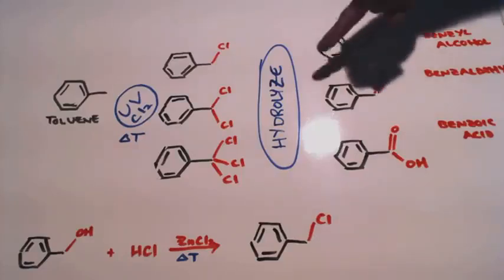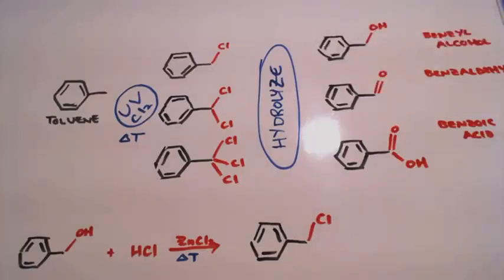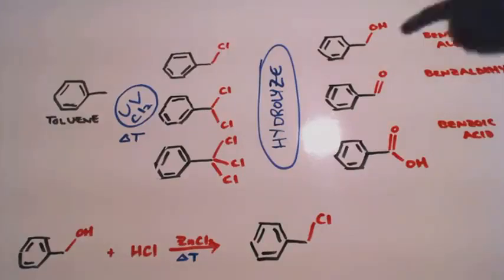The last one is the three chlorines. That's the best way to go because you can't overchlorinate. You're going to get all three on there. You'll be stuck with it. That's good, though, if you're going for benzoic acid.